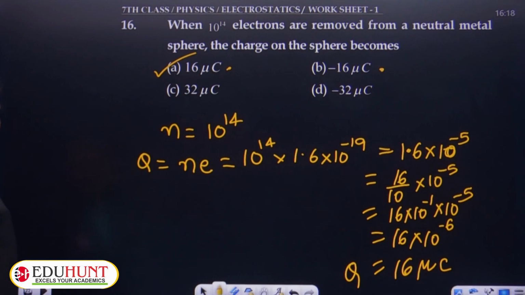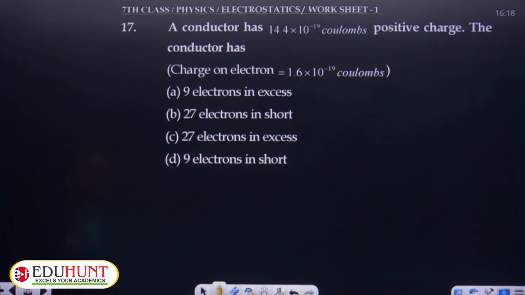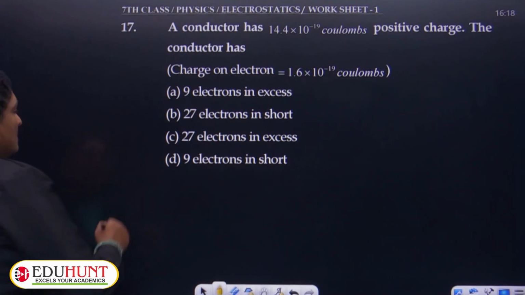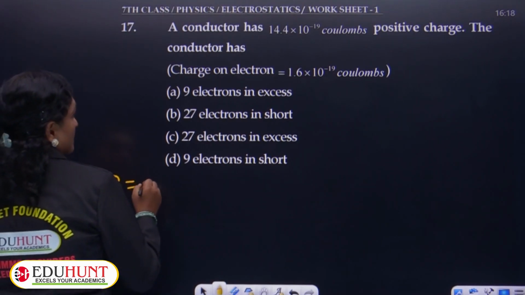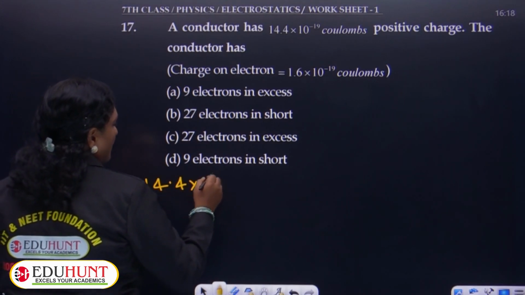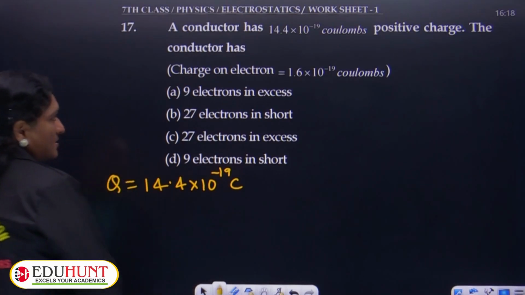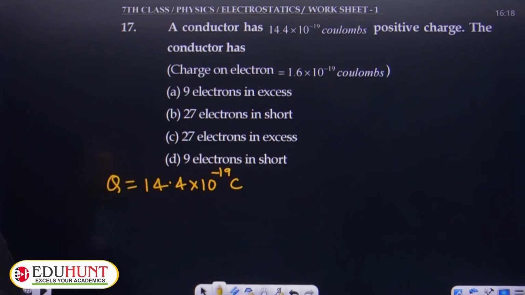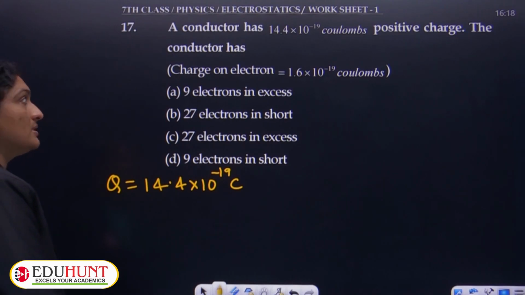Now, moving to the next question, the 17th one. A conductor has a charge of 14.4 into 10 power minus 19 coulombs. So, what is the charge, children? The charge of the conductor is given as 14.4 into 10 power minus 19 coulombs, and it is also given as a positive charge.